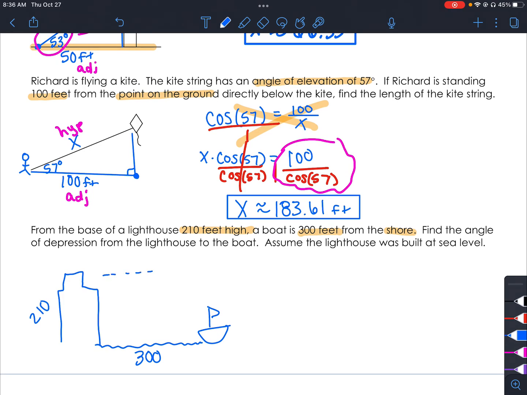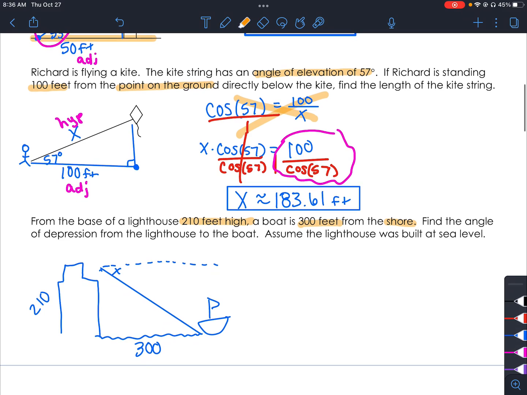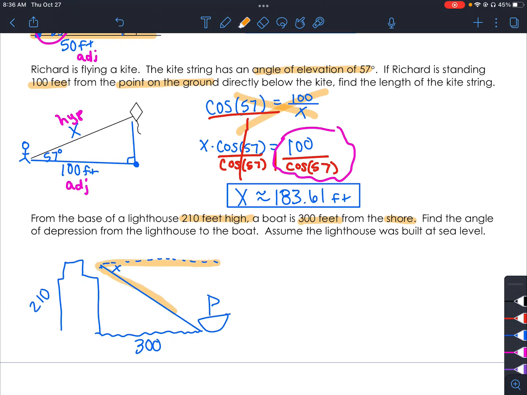So remember, angle of depression comes from a horizontal line and it goes down like this. So they want to know that angle. Like I said before, angle of depression and elevation are the same. So if you don't want to look at that top triangle, I would put that x down here because they should be congruent anyways. So like usual, we can just deal with this bottom right triangle. That's what we're used to. And then we'll label our sides based off of that angle x.